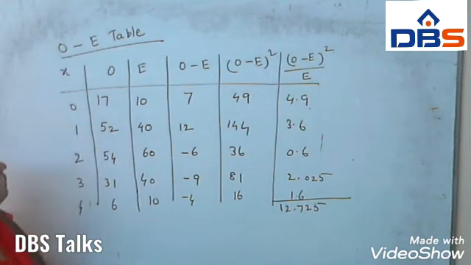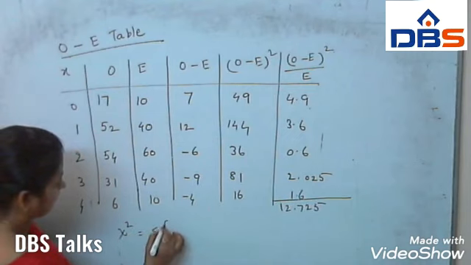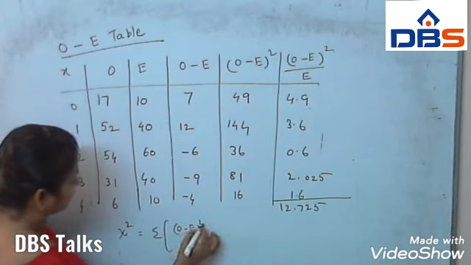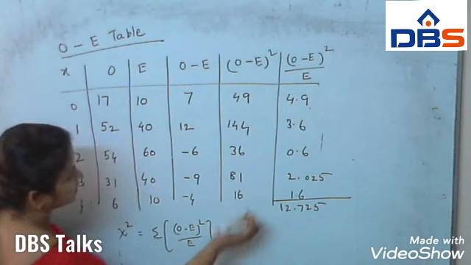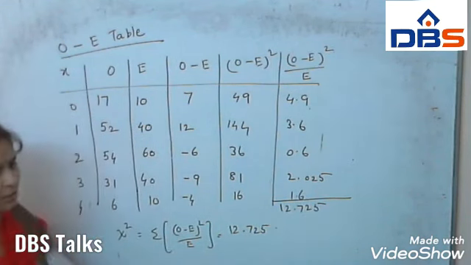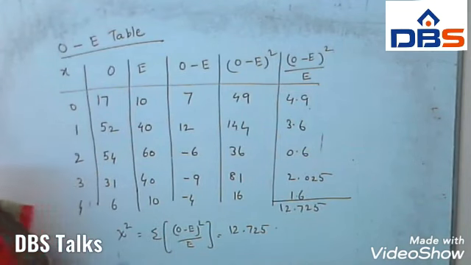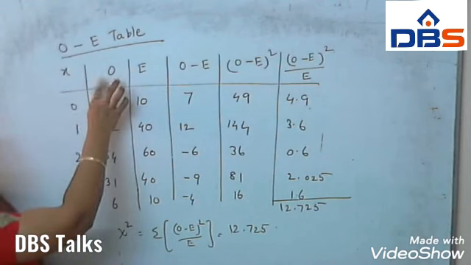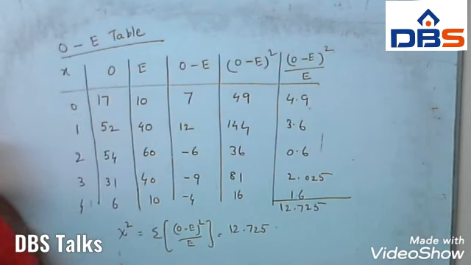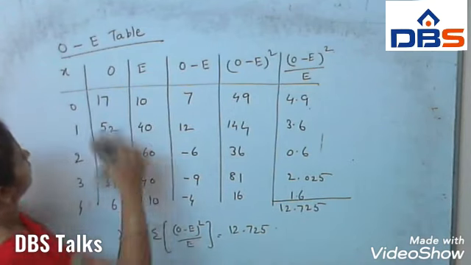By adding all these terms, we get 12.725. So, chi square equal to sigma O minus E whole square by E. What is this addition? 12.725. So, this is the value of chi square from the formula. This is the OE comparison: observed values and expected values comparison, and the method to find the chi square value. Now we got 12.725.